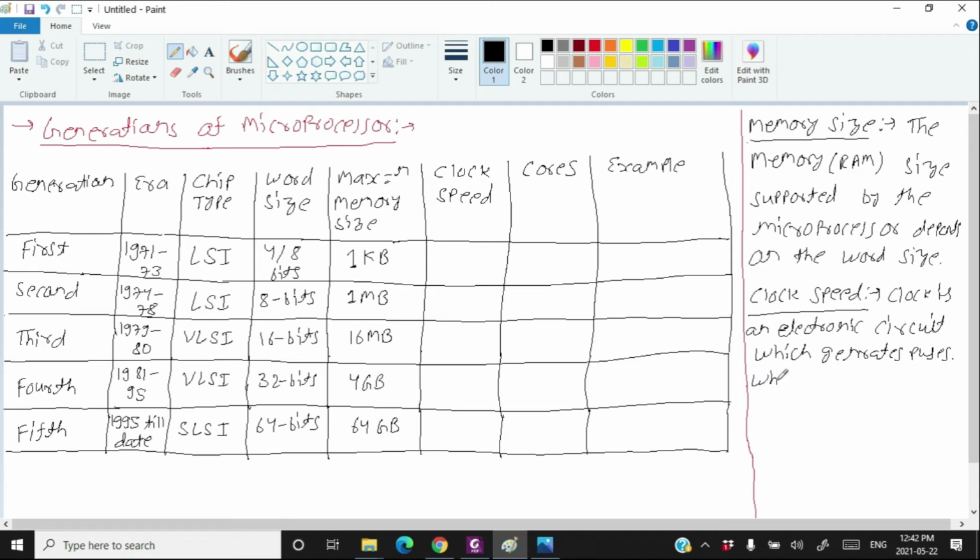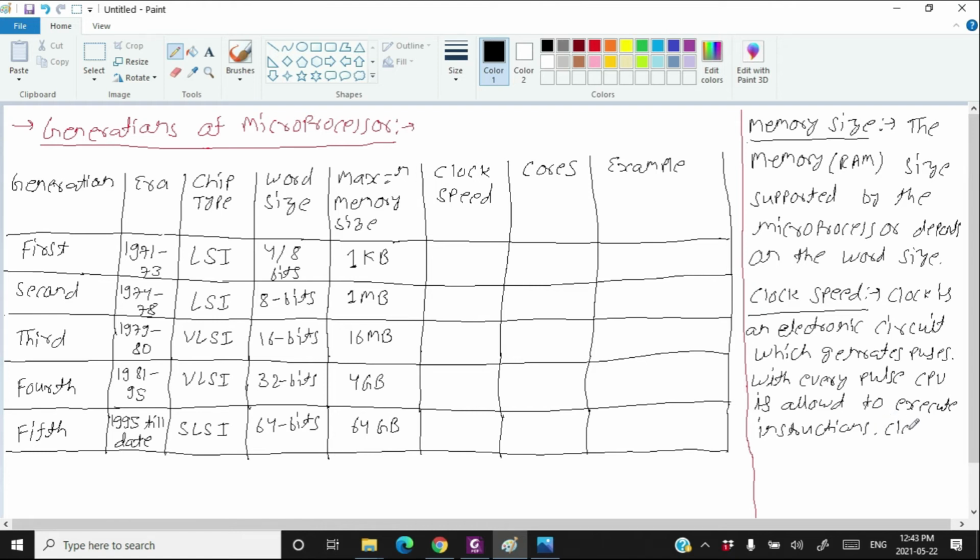With every pulse, CPU is allowed to execute instructions, and the number of instructions that can be executed per clock pulse can be less than 1, can be equal to 1, or can be greater than 1. Depends on the current architecture of the microprocessor. Clock speed is number of pulses per second. It's not number of instructions per second. It's number of pulses per second. And with every pulse, a few instructions are allowed to execute, depending on the architecture of the microprocessor.